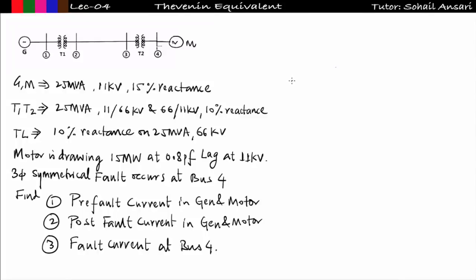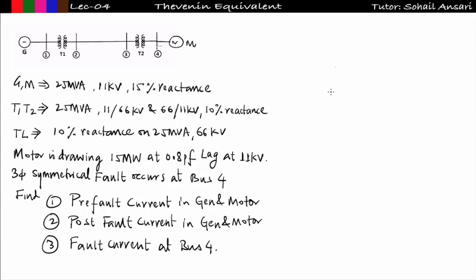In the previous lecture we saw the concept of three-phase fault current and derived an expression of fault current: IF is equal to EF upon total Thevenin impedance plus ZF, that is the fault impedance. Also we saw the concept of short circuit MVA and derived an expression: short circuit MVA is equal to fault current in per unit multiplied by the base MVA.